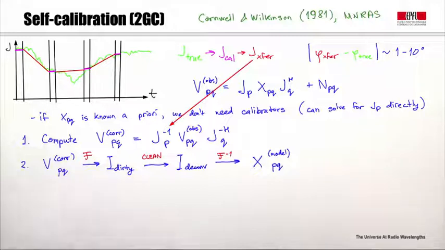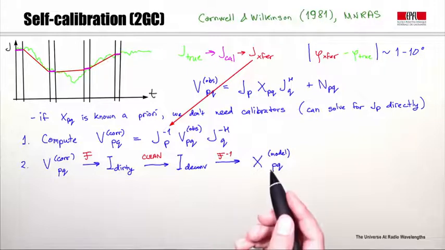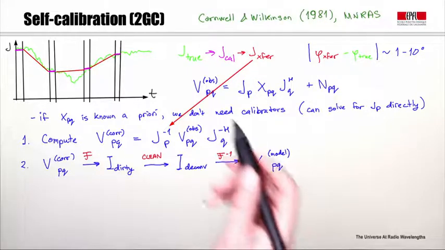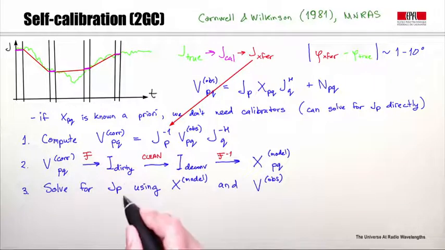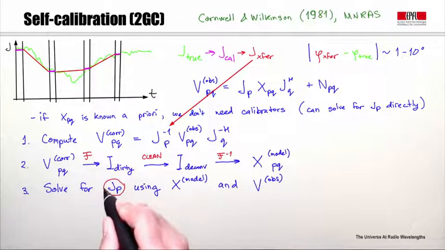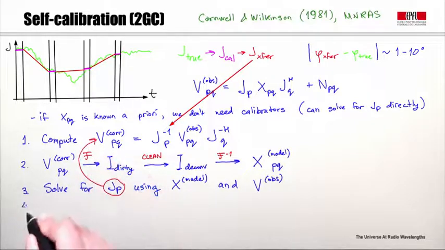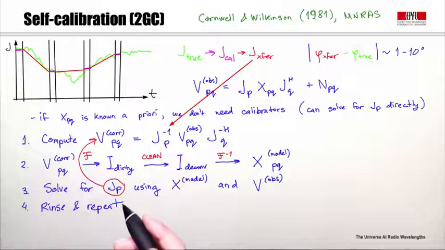And now here comes the trick. Now we can actually re-solve for the J's using this X model and the observed visibilities we observed. And then we throw the solutions back into step 1, and then we rinse and repeat. And somehow, miraculously, this works. The J's improve and the images improve. This procedure is what's called self-calibration.